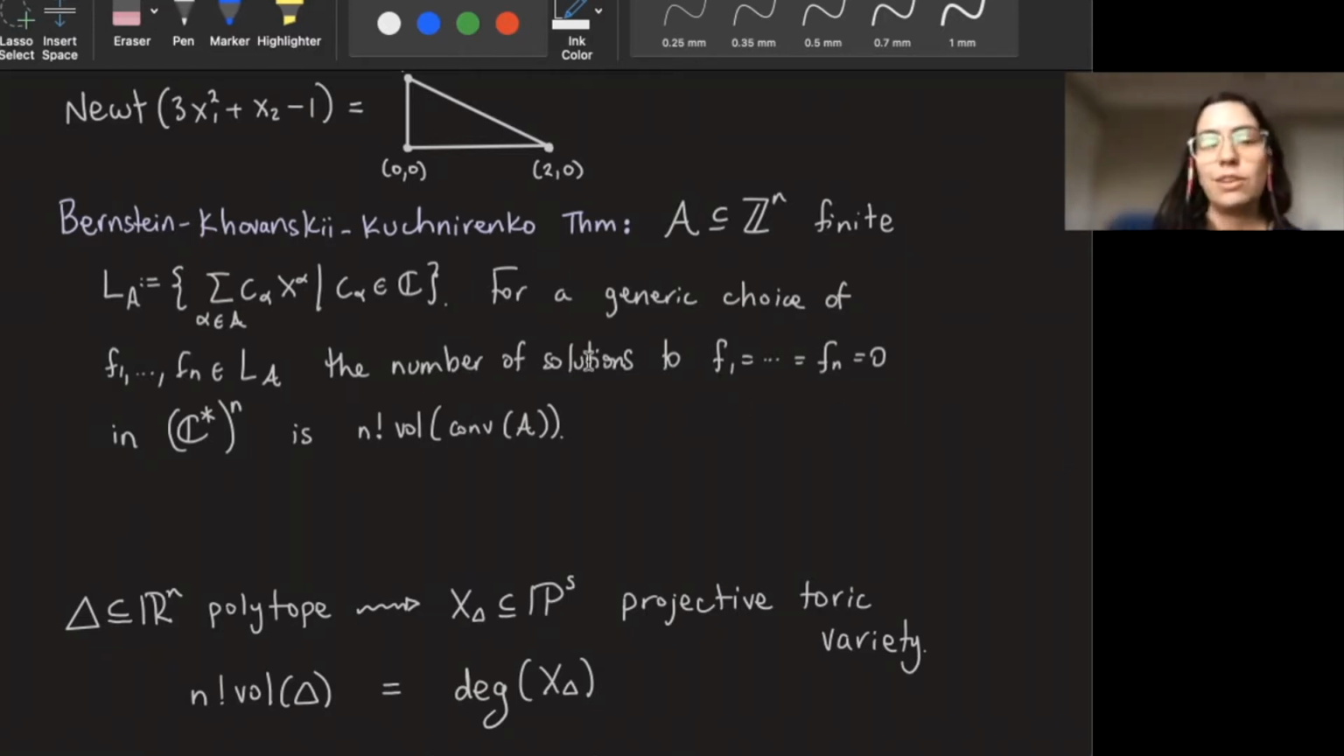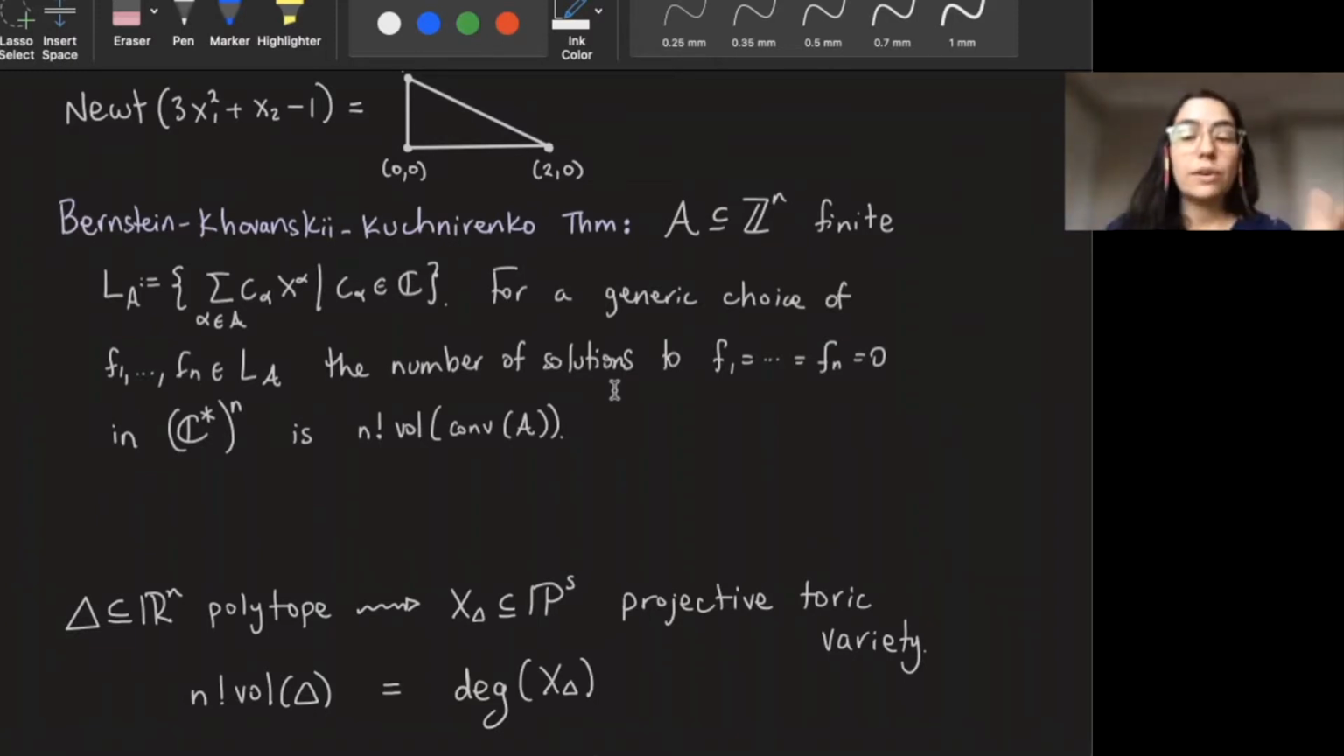So not only can you use polytopes to find degrees of varieties or numbers of solutions, but you can also do it the other way around. So for some families of generalized permutahedra, if you want to find their volume, you can actually write a system of equations and count how many solutions it has.